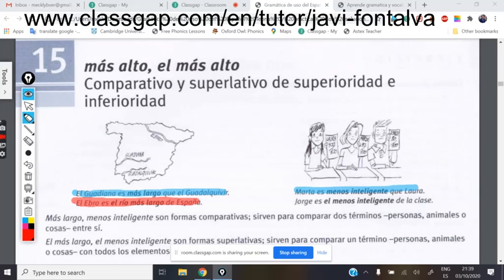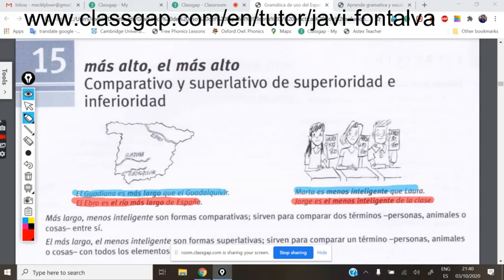So we need the article. Remember that, we always need the el or la. Then the noun, then más or menos, and then the adjective. Let me show you another example, now with the word menos. Jorge es el menos inteligente de la clase. In this case, we are omitting the noun. It's also possible. You could omit the noun, but you still need the article. So instead of saying el chico menos inteligente, you just omit chico and say el menos inteligente, because we understand by context.